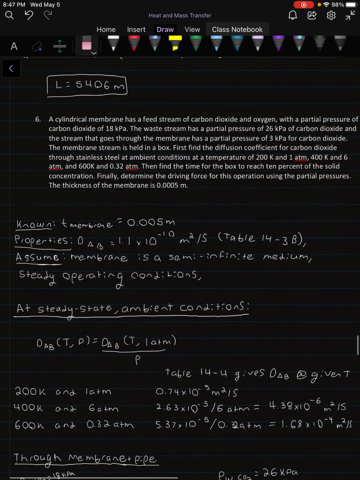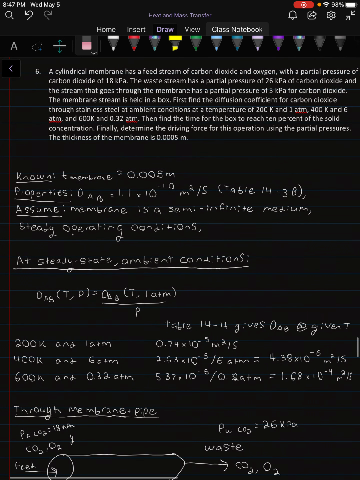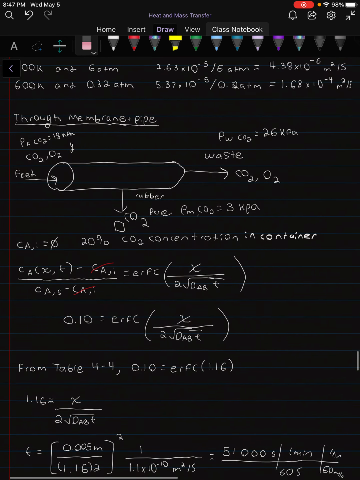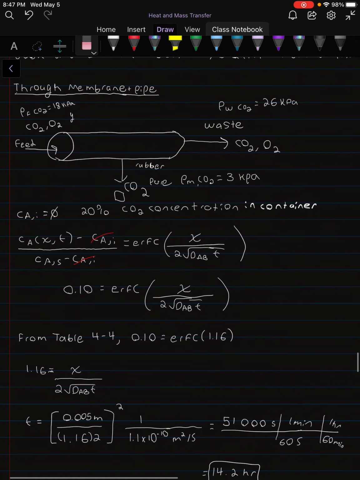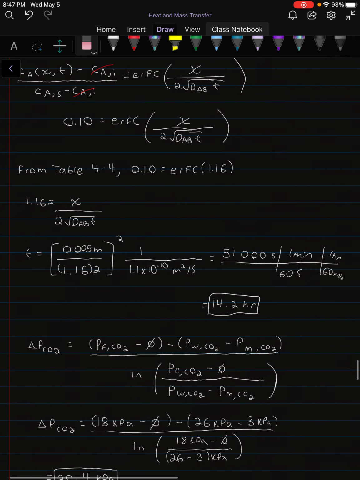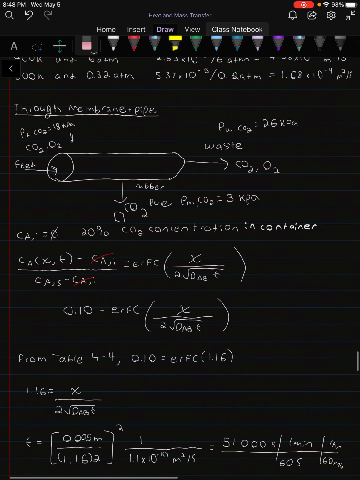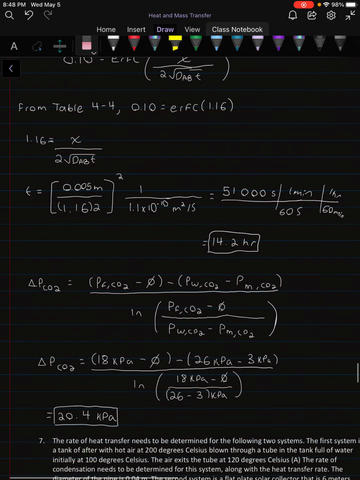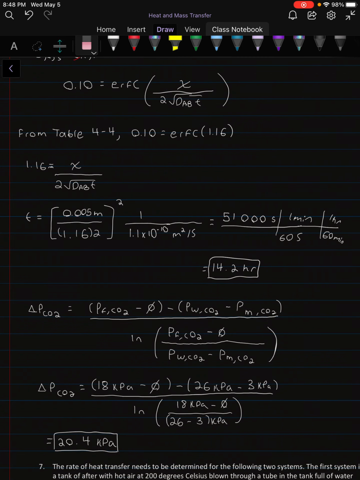5,406 meters. Our last problem is a cylindrical membrane with a feed stream of carbon dioxide and oxygen. There are givens on all the streams. We don't have a second waste stream, so that's a little bit different. First you can solve for the time for the membrane to permeate, and that's 14.2 hours. Then our driving force is the change in pressure of CO2, so that's 20.4 kPa based on our log mean of the change in pressure.